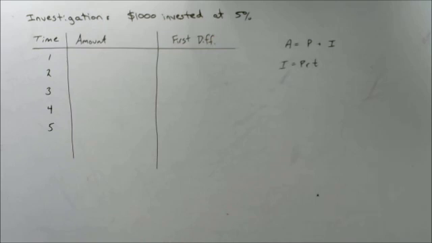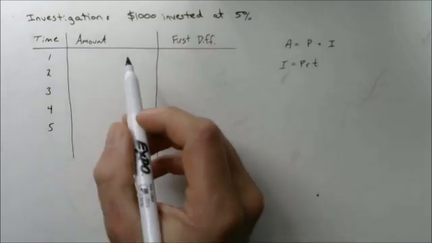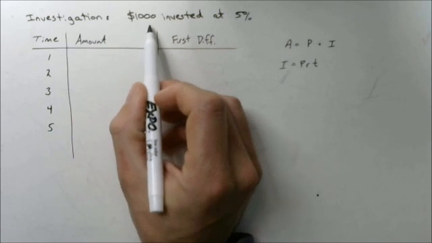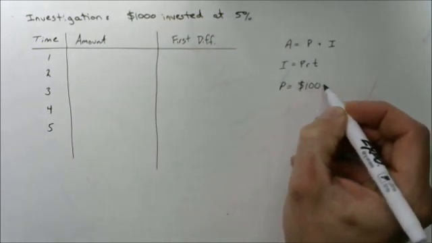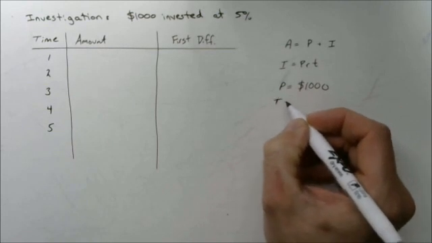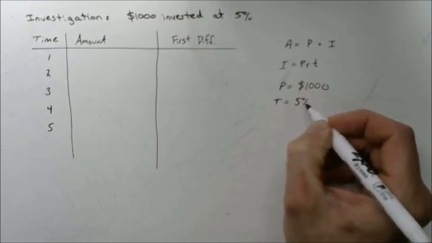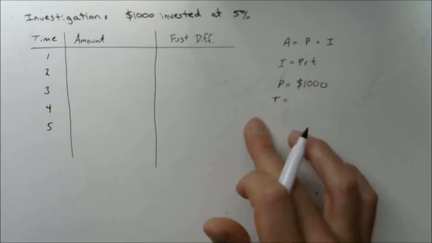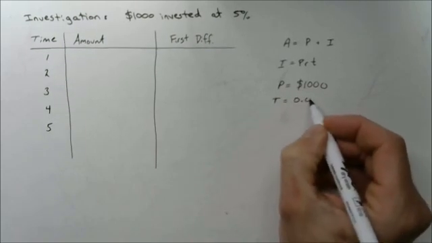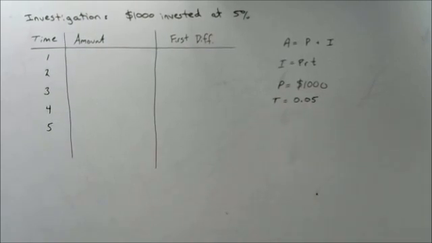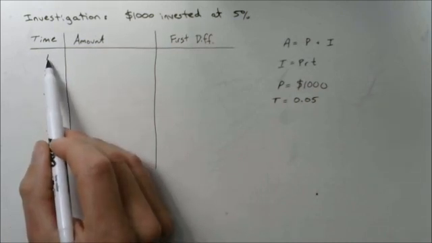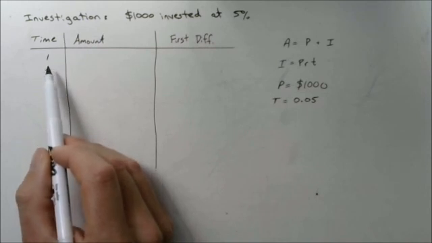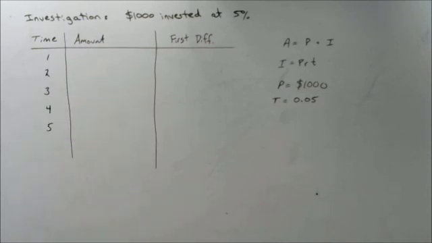Fill in the table below. So what do we know? Well, we know the principal, the initial amount, is $1,000. And we know the rate is 5%, but we don't write 5%. We express it as a decimal, 0.05. Okay, and we're asked to calculate the amount. So all I need to do each time for each year, this is t, right? t equals 1, t equals 2, t equals 3, t equals 4.